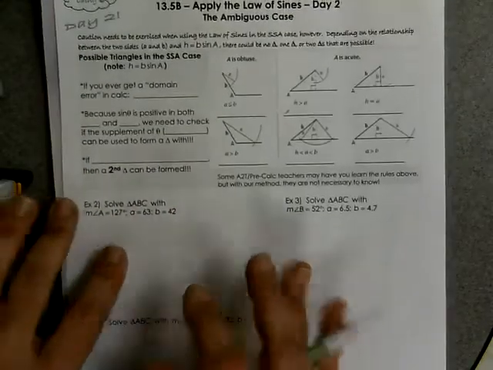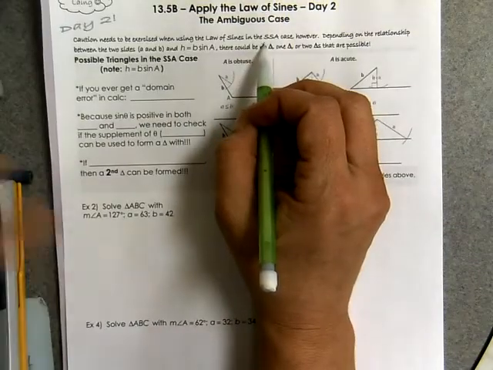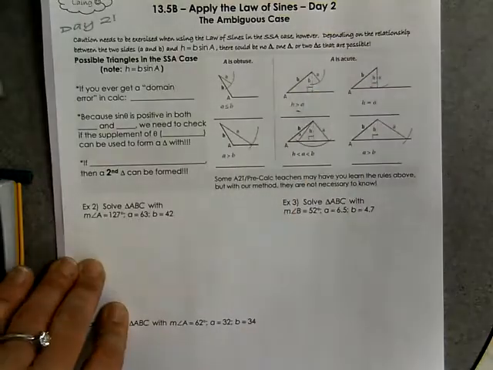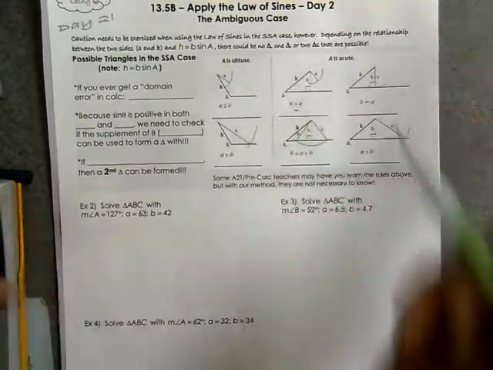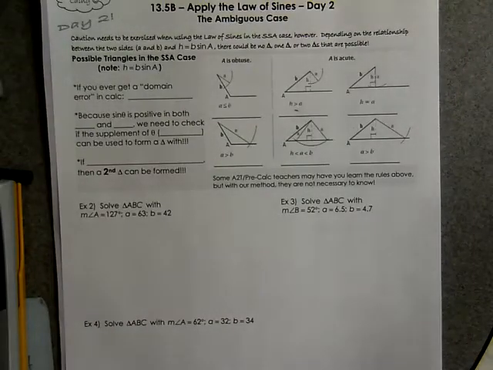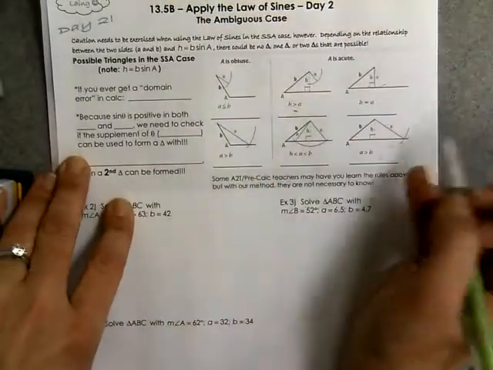You have to exercise caution when you use law of sines in a case where you have two sides and a non-included angle. Depending on the relationships between two sides, there could be no triangle, one triangle, or two triangles that are possible. The textbook has this diagram here for you.